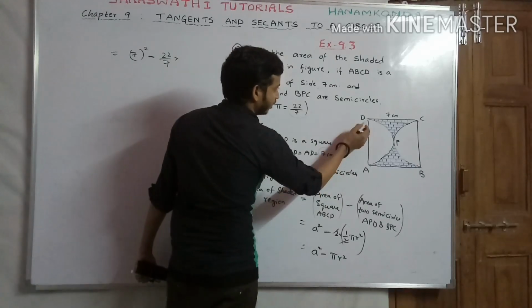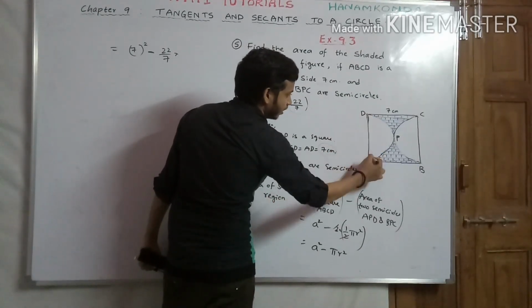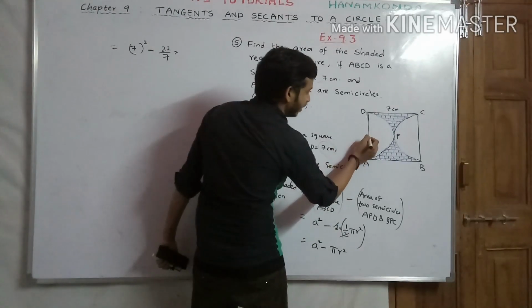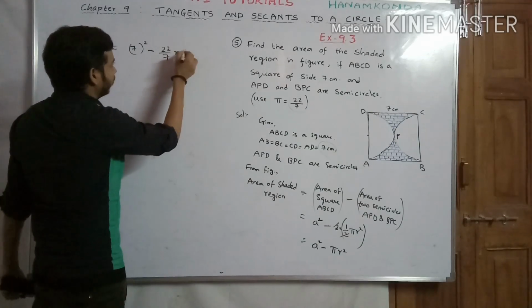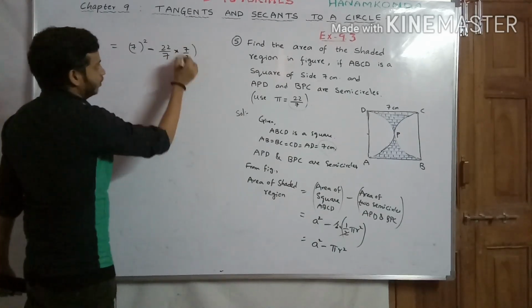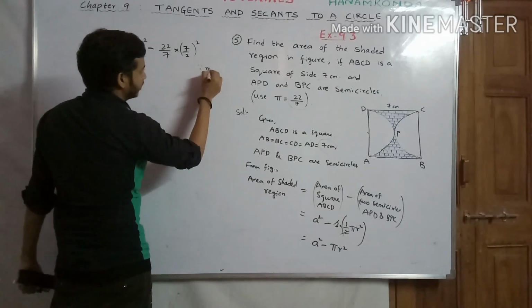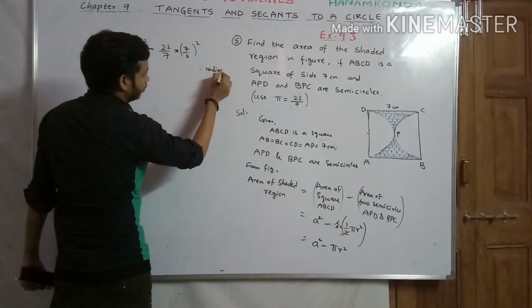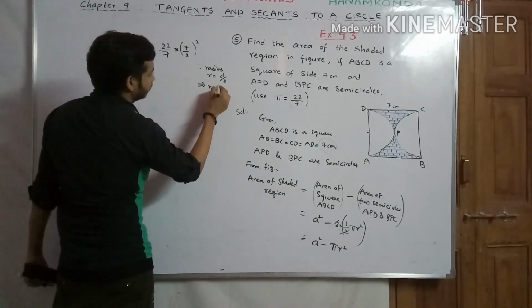From the figure, AD is the diameter of the semicircle, so the radius is half the diameter. So r equals d by 2, which implies r equals 7 by 2. So r squared is 7 by 2 whole squared.